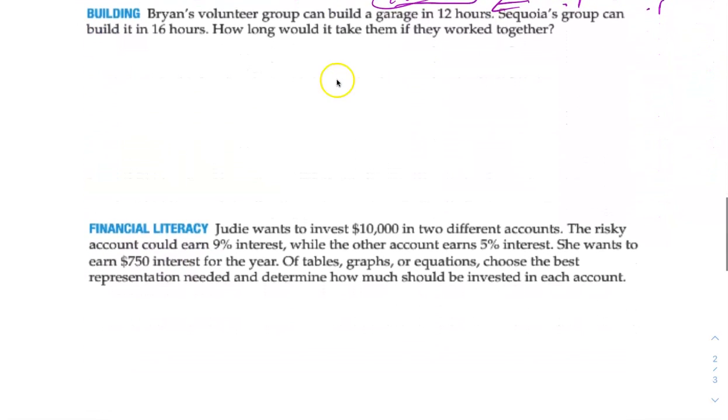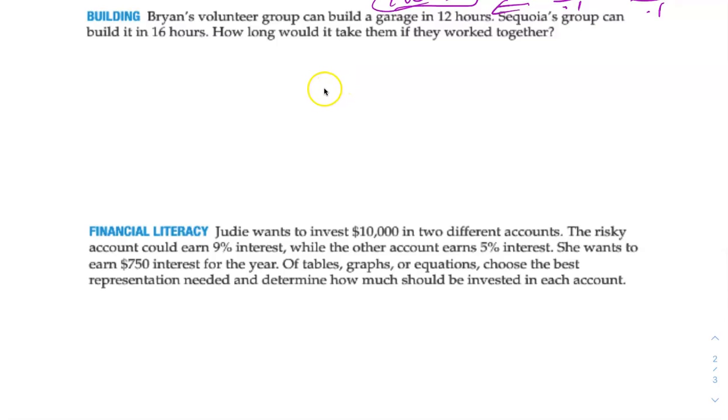The next one's a work problem. This is one we're most likely to see in a quiz or test. So Brian's volunteer group can build a garage in 12 hours. So Brian's volunteer group's rate is 1 garage in 12 hours. Sequoia's group can build one in 16 hours. So Sequoia's group is 1 garage in 16 hours. That's their rate. How long would it take them to work together?